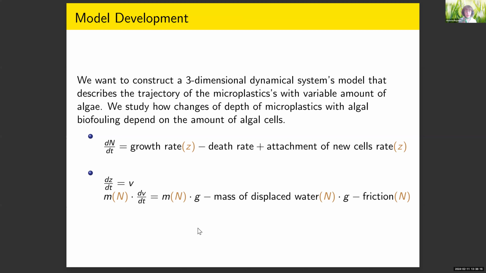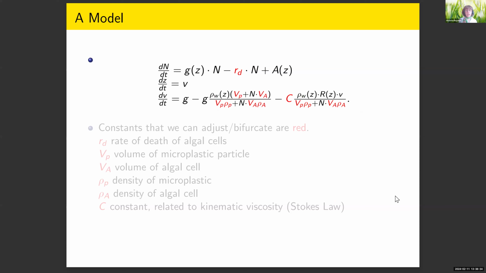The motion equations also involve N as a parameter. So the mass of this aggregate depends on the number of algal cells. The mass of the displaced water depends on N, and friction depends on the number of cells. To be even more precise, now I will write all the formulas.